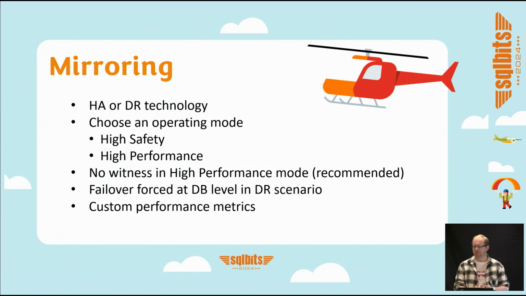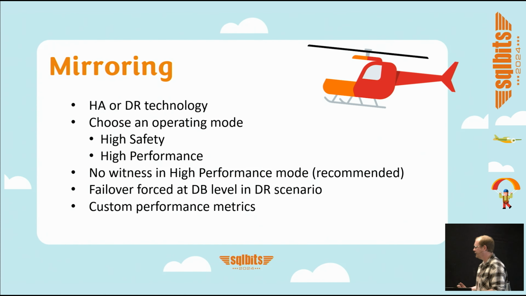Okay, so in the event of a DR scenario, we've got our primary down, we're then forcing failover database by database to bring everything up in the secondary site. And again, lots of databases. We can execute this in parallel using PowerShell, but we're doing it at the DB level. And of course, we've got some custom performance metrics in there as well. So we can actually have a look at how much data we're going to lose and how long it's going to take us to recover.